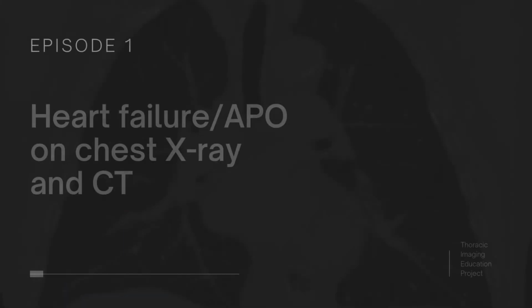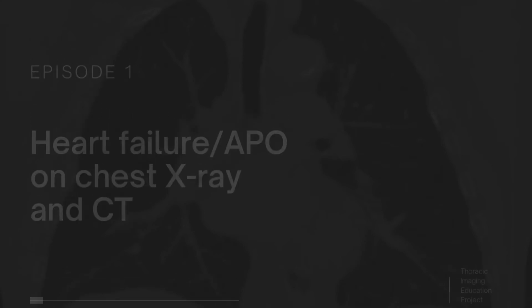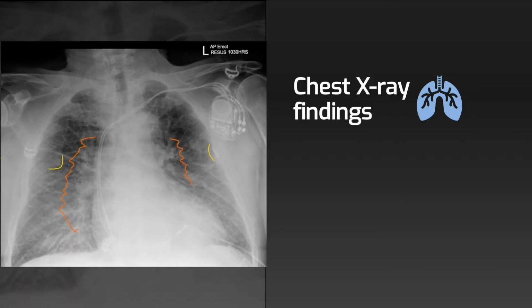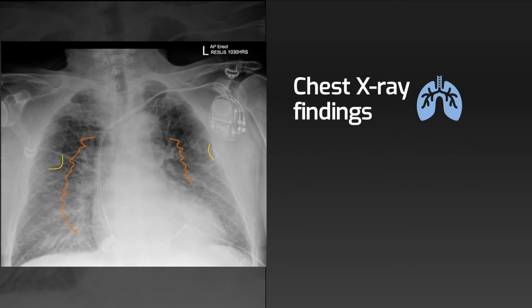In this video, we'll be looking at some of the features of pulmonary edema as seen on the chest X-ray and the CT. Let's take a look at this radiograph. We make note that this patient has a pacemaker that indicates an underlying background of cardiac impairment, and assessing the heart size may not be adequate in this case due to the fact that it is an AP projection. This patient has quite typical features of pulmonary edema.